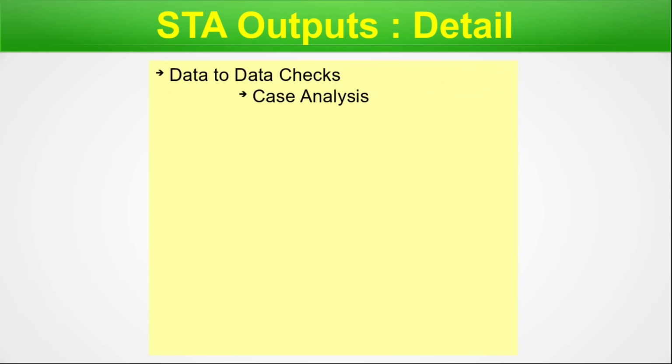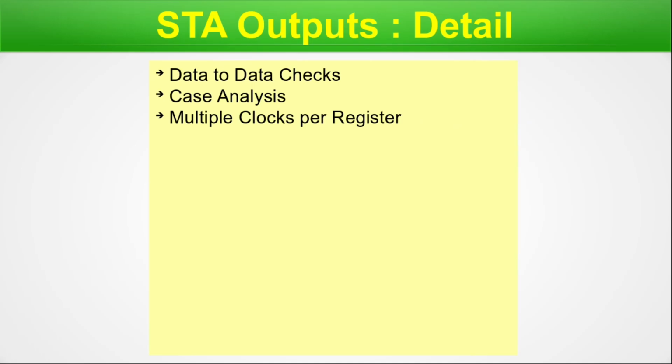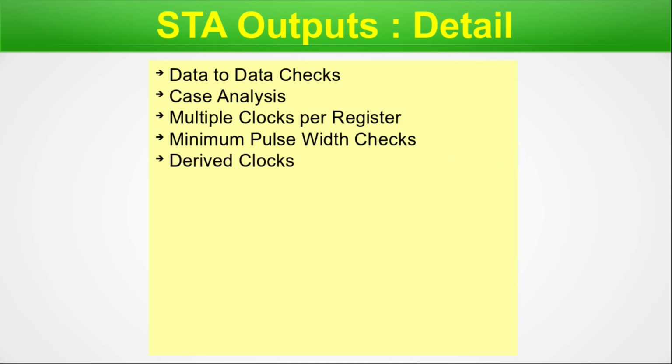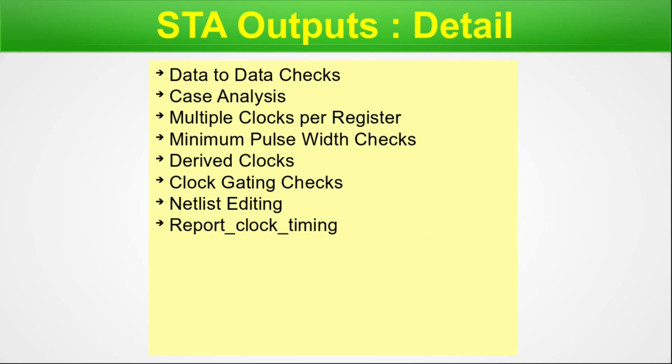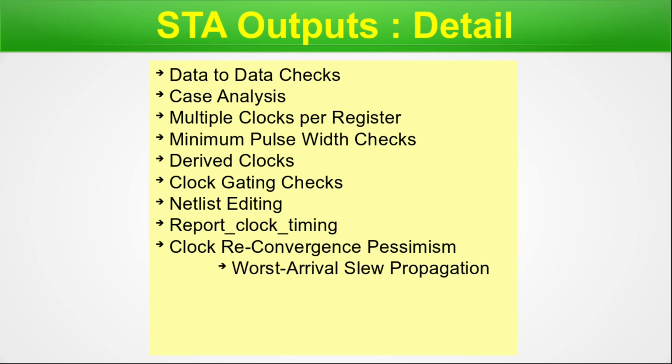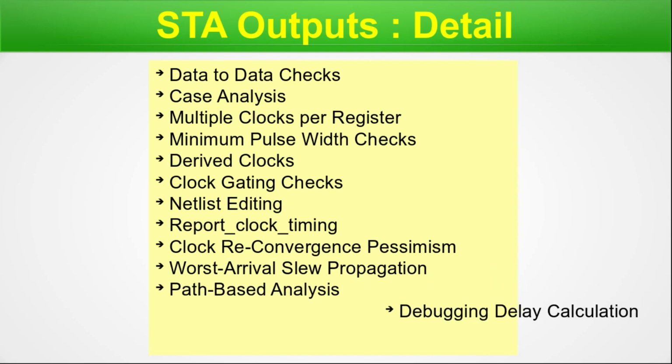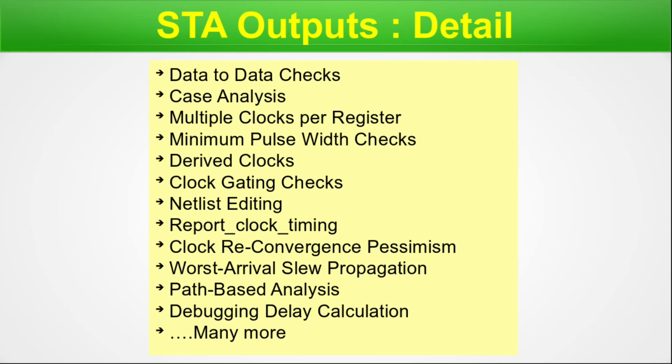Data to data checks, case analysis, multiple clocks per register, minimum pulse width checks, derived clocks, clock gating checks, netlist editing, report clock timing, clock reconvergence pessimism, worst arrival slew propagation, path based analysis, debugging delay calculation, and many more. So we are done with this particular slide, and this is an exhaustive list of all the things we can expect in the text output of the STA engine. So let's move on to the next slide.